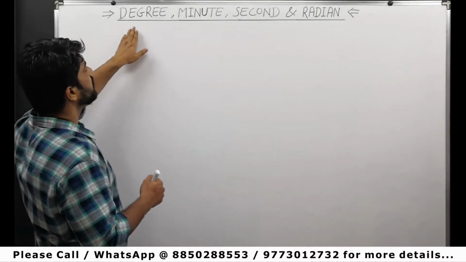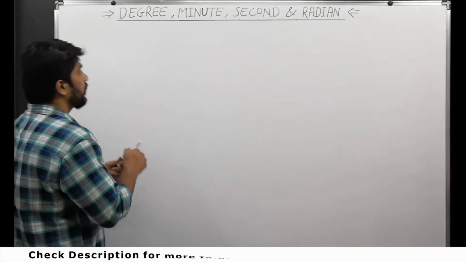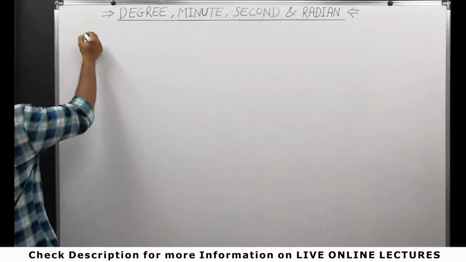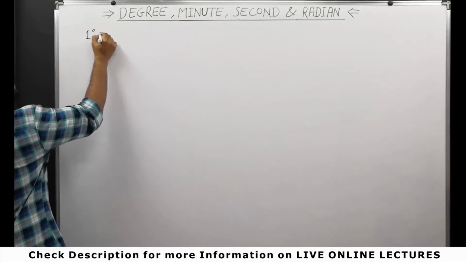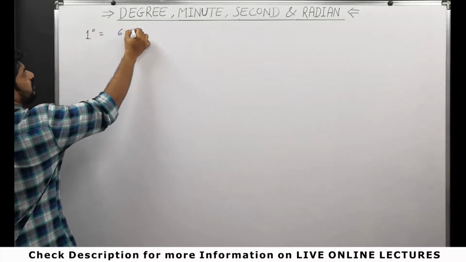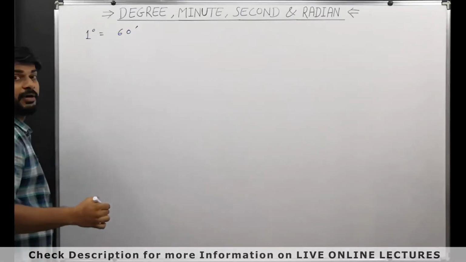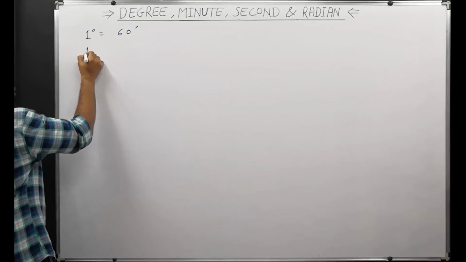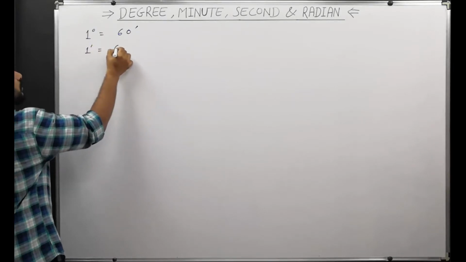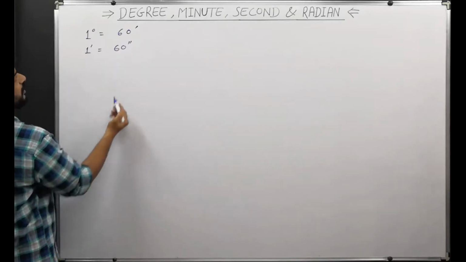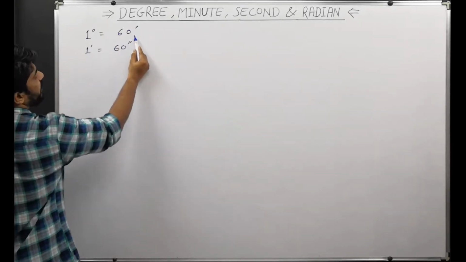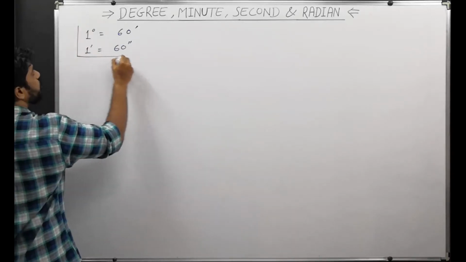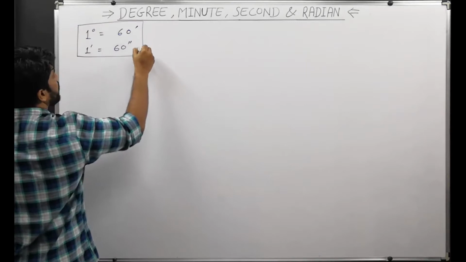First of all, I start with degree, minute and second. The conversion factors between these three are: 1 degree is equal to 60 minutes. Remember that 1 degree is equal to 60 minutes. Then 1 minute is equal to 60 seconds. These are the symbols for minute and for second. Just remember these two relations. These are very important.